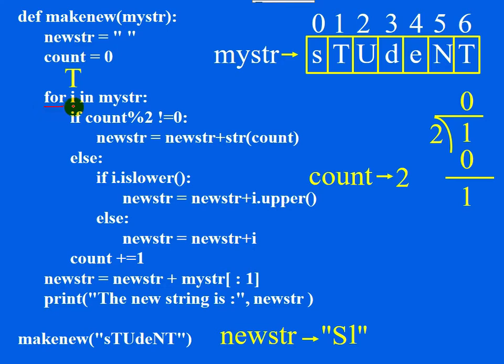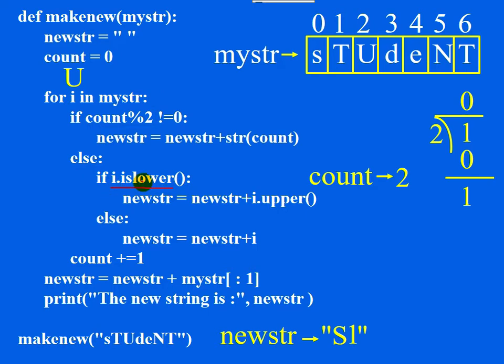Again for loop, so I takes the next character in the string variable. What's the next character in the string variable? Capital U. So your variable I contains capital U. What does count contain? 2. 2 modulo 2. When you divide 2 with 2, the remainder is 0. 0 not equal to 0. Condition wrong. So control comes to the else part.